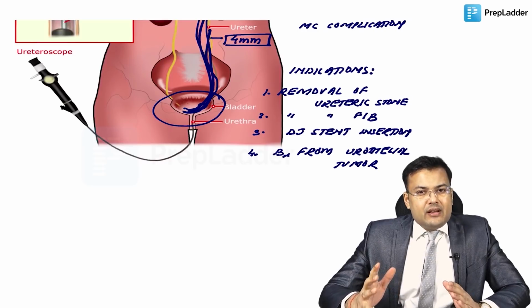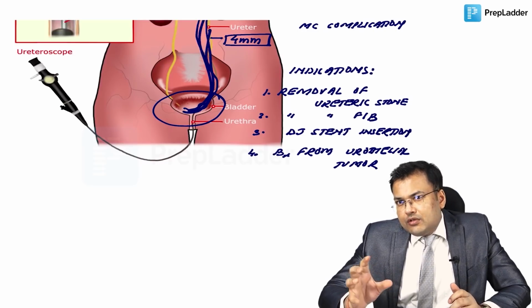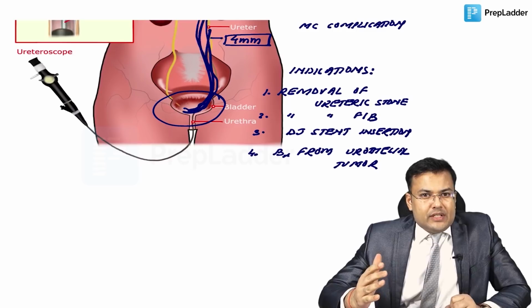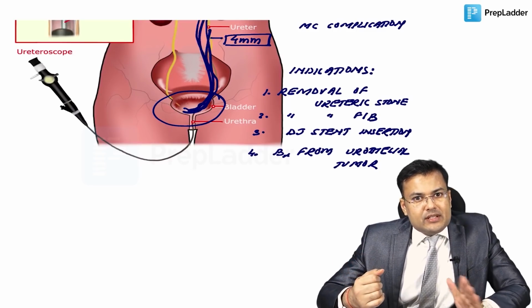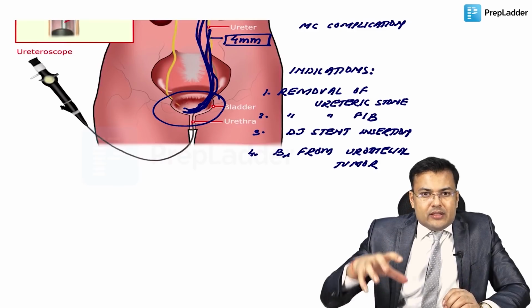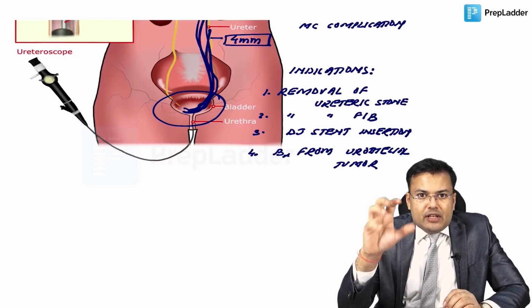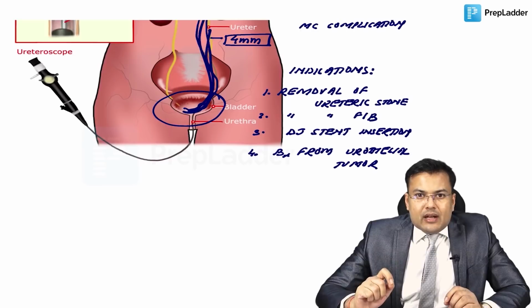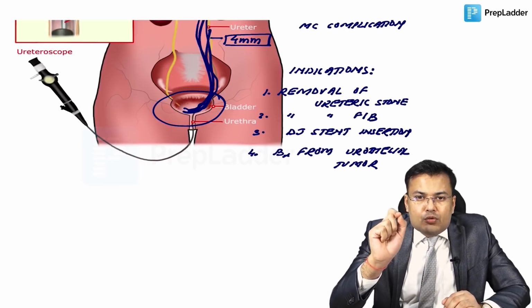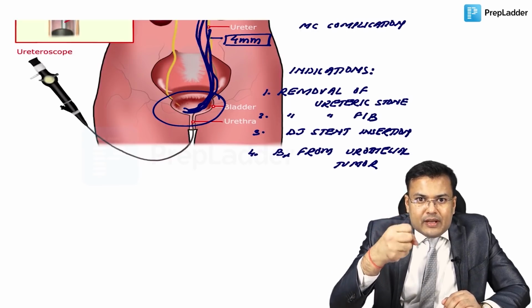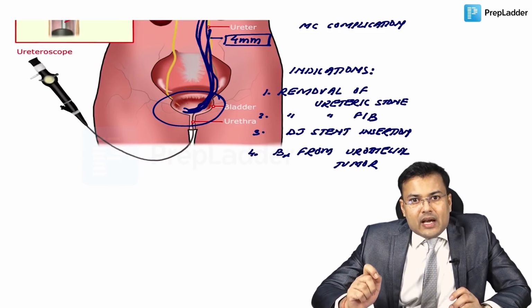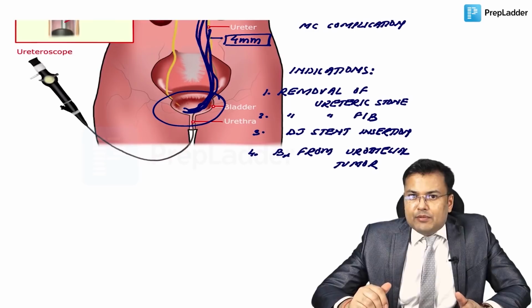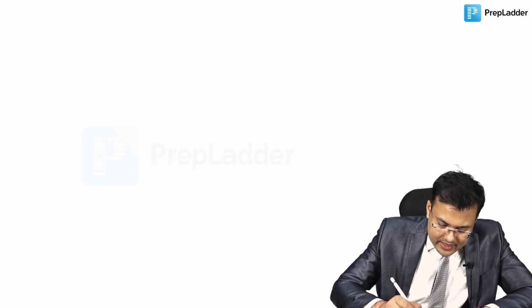Sometimes we use intracorporeal lithotripsy also for stone removal. So what is the difference between extracorporeal and intracorporeal lithotripsy? We discussed ESWL. In ESWL, shock wave was generated outside the body. But in intracorporeal lithotripsy, the stones are broken inside the body and then fragments are being taken out. Clear? So what are the types of intracorporeal lithotripsy and which types of lithotripters are used?